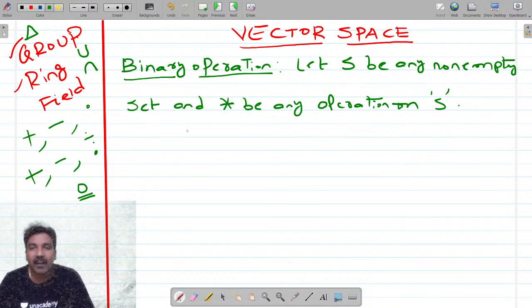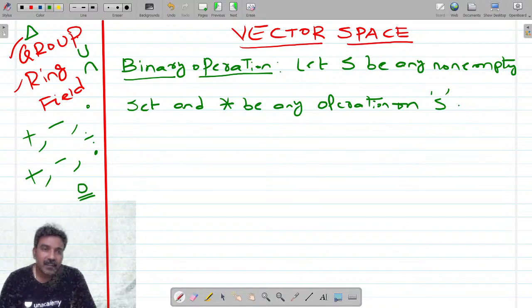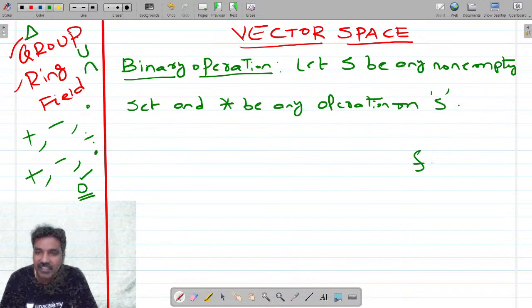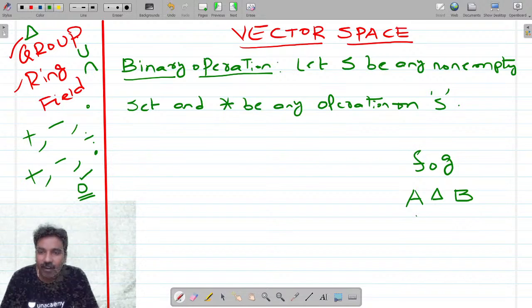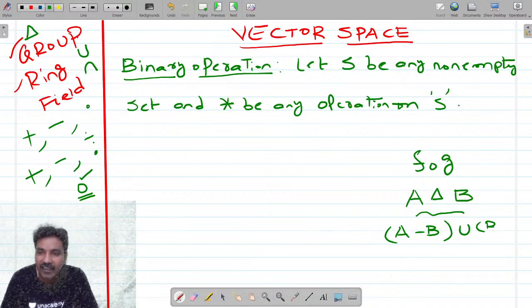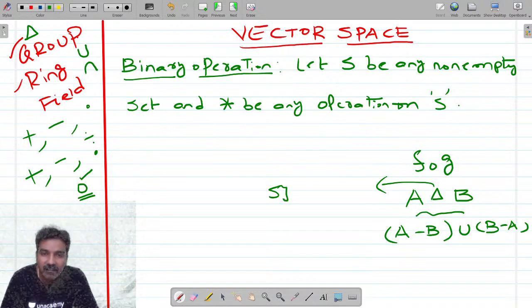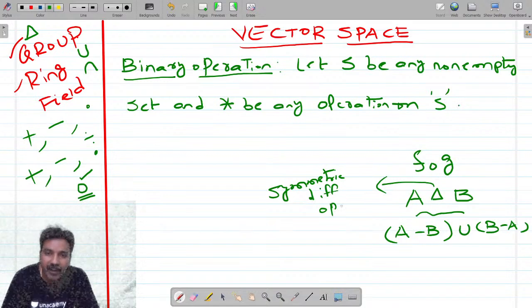So if the elements of S are functions, then the star can be composite of two functions. Generally we use this symbol, F circle G. This is nothing but composite of functions. Suppose if elements of S are sets, say for example A, B, my star can be delta. What this delta represents? A delta B is nothing but A minus B union B minus A. That is a symmetric difference operator. The point is clear.